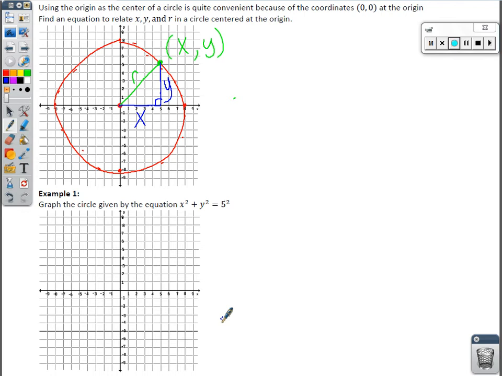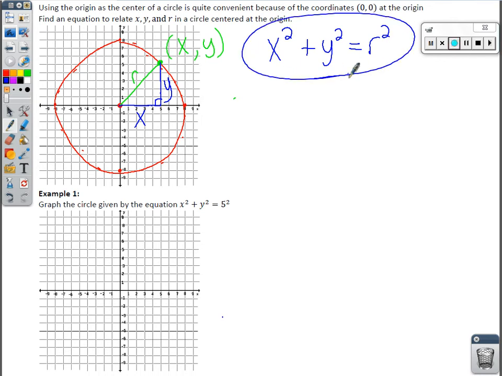And this is a right triangle, so we can use the Pythagorean theorem. We can say x squared plus y squared equals r squared. And that right there is the equation of a circle in the Cartesian coordinate plane. This will define a circle in the Cartesian coordinate plane.